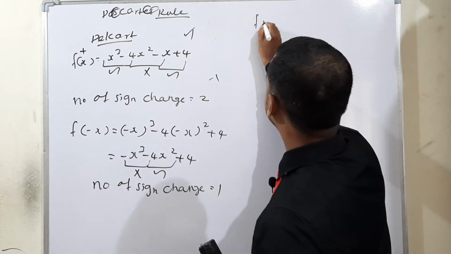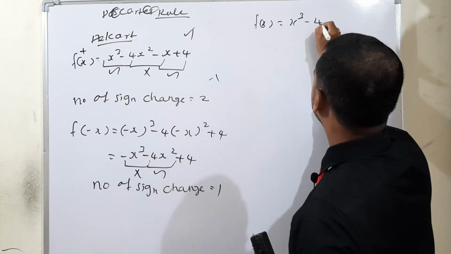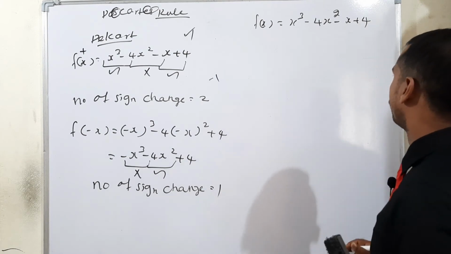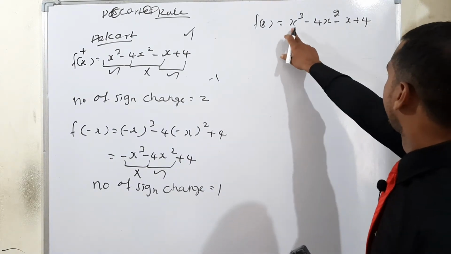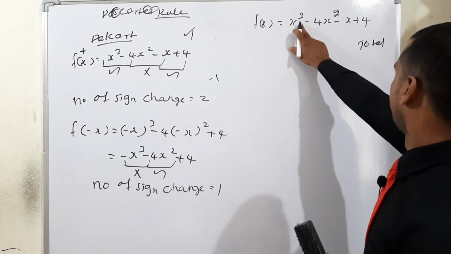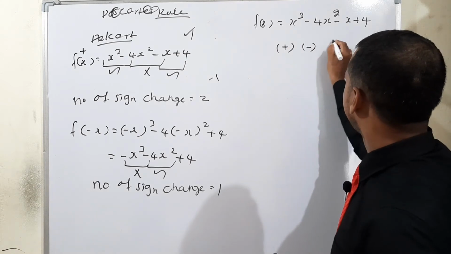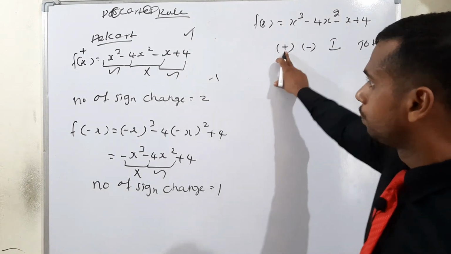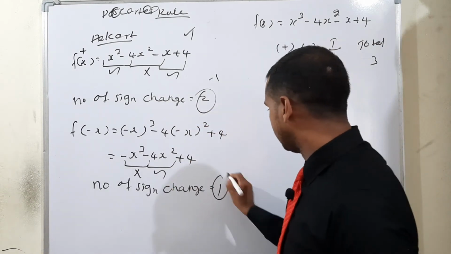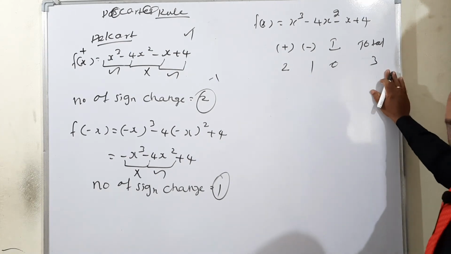So f of x is equal to x cube minus 4x square minus x plus 4. Now here the total roots: the power of the value 3 is there, isn't it? So positive and negative and imaginary. The number of sign changes in positive: how many sign changes? 2. Then negative, how many sign changes? 1. Imaginary nothing, because 2 plus 1 is equal to 3.